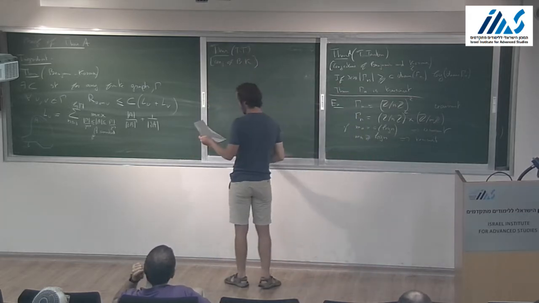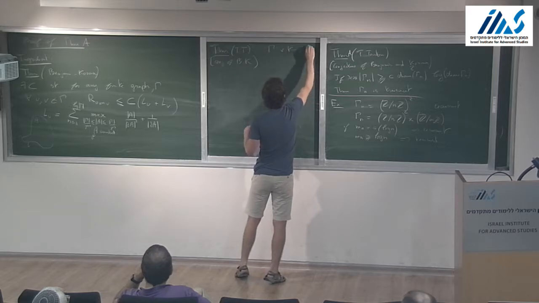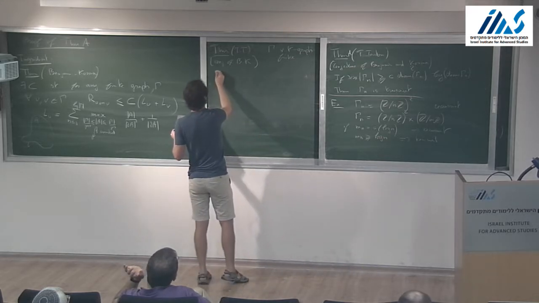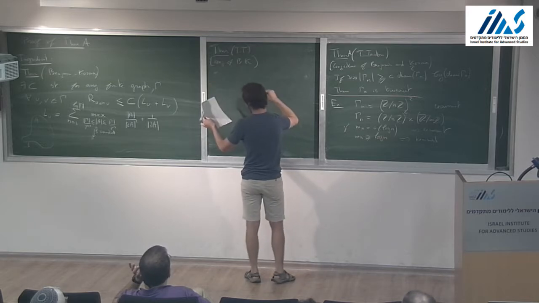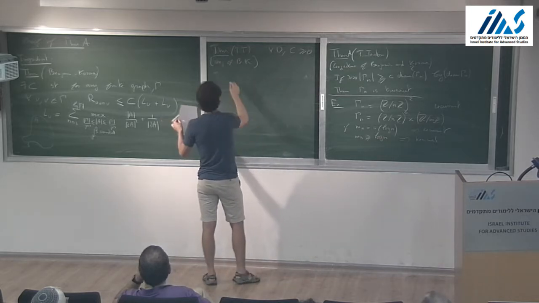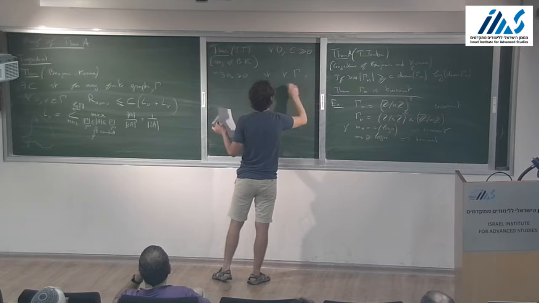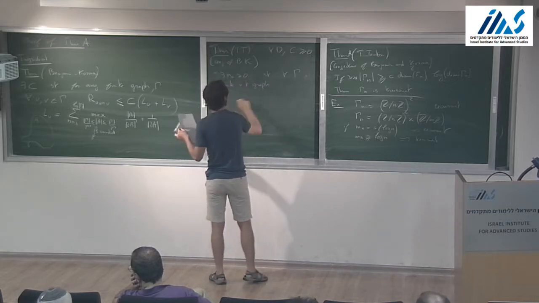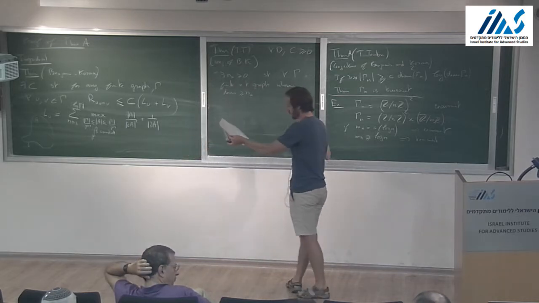So the theorem is, again, a theorem for vertex-transitive graphs this time. Sorry, let me put the quantifiers in the right order. For every d and c positive, there exists n0 such that for all finite vertex-transitive graphs Γ whose diameter is at least n0, you have to take a large enough vertex-transitive graph.